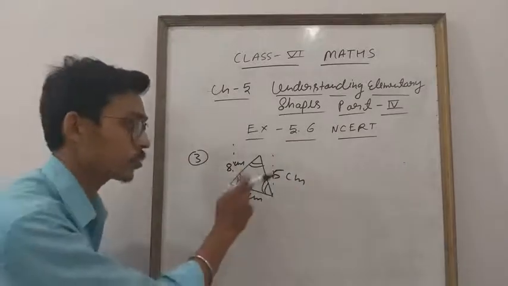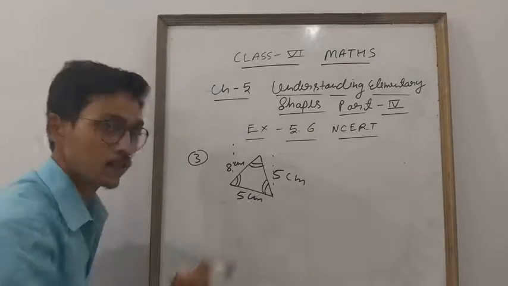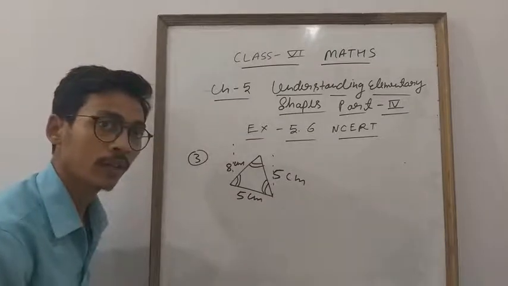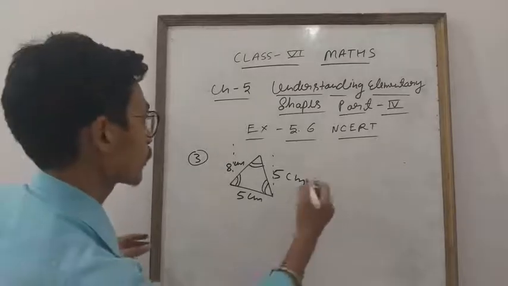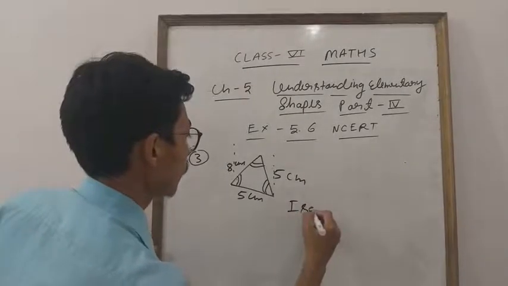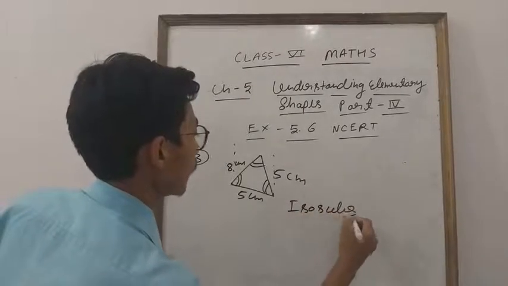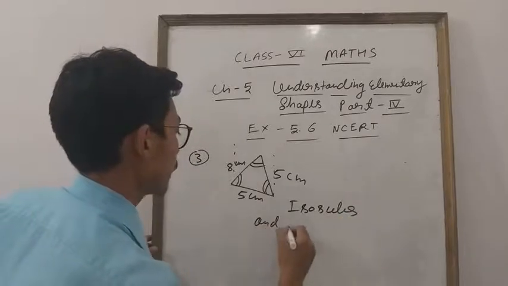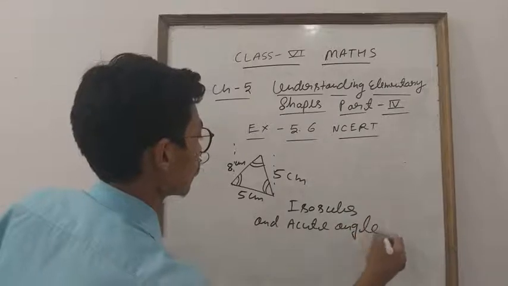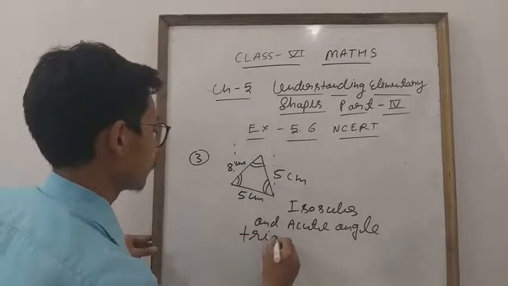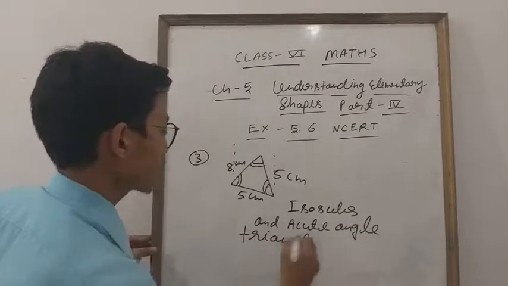First, this is an acute angle triangle, and second, an isosceles triangle. So what will you write down? Tell me. You will write down isosceles and acute angle triangle. Everyone clear? Why does this happen?